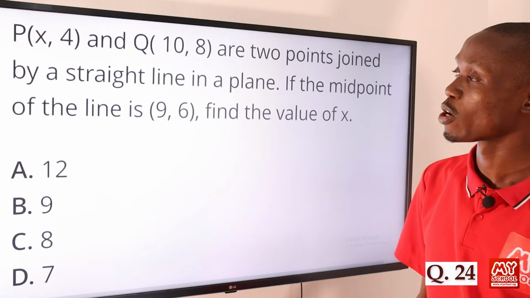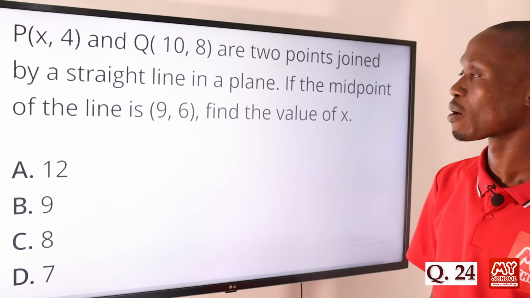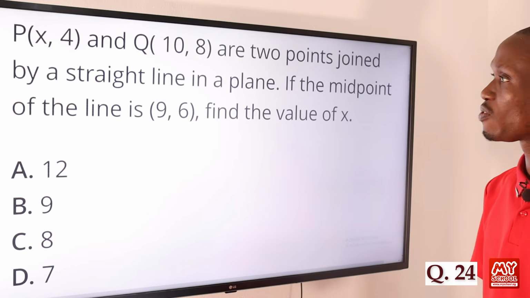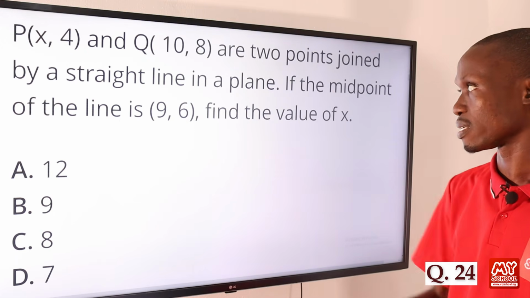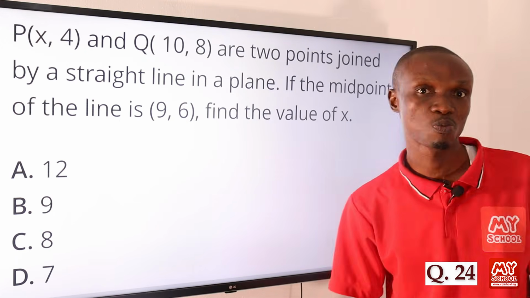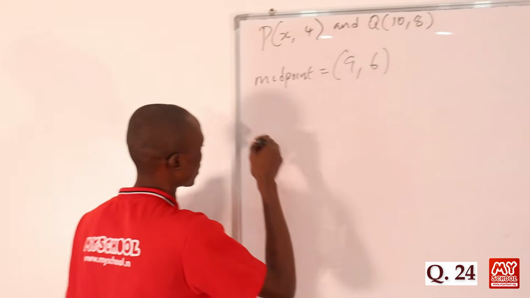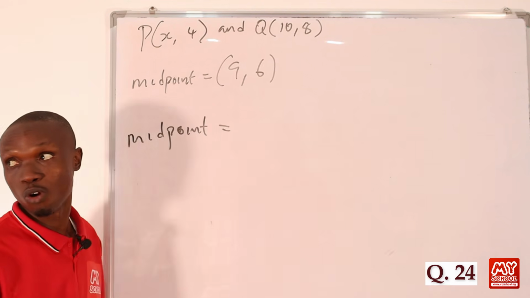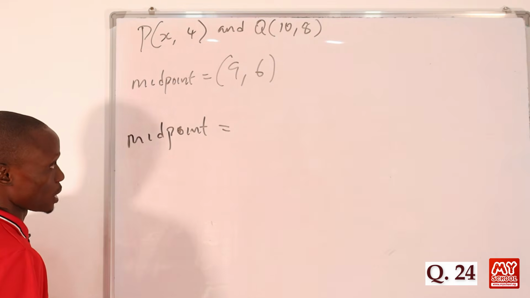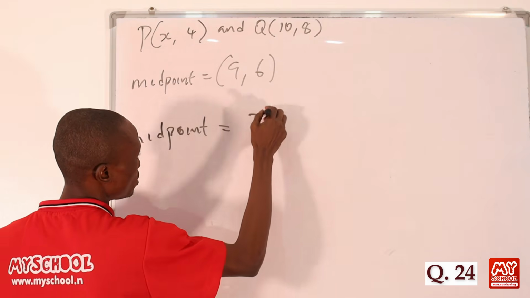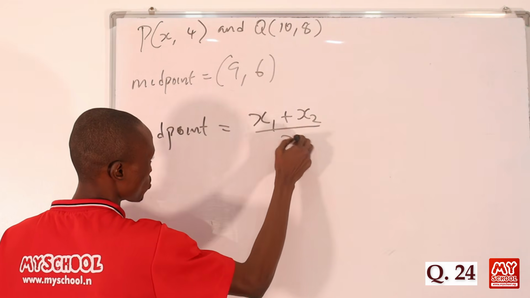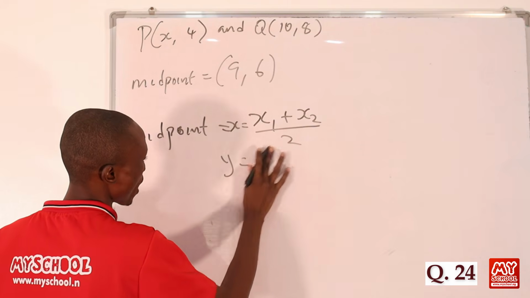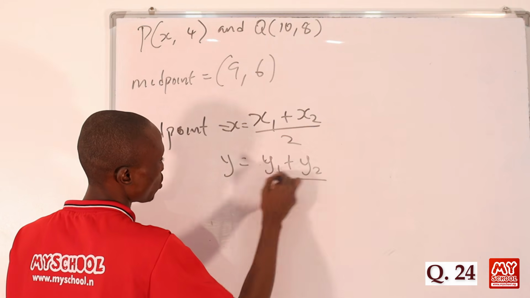Question 24. Point P with coordinates x and 4 and point Q with coordinates 10 and 8 are 2 points joined by a straight line in a plane. If the midpoint of the line is 9 and 6, find the value of x. So let's move over to the board to provide answer to this question. So to calculate for midpoint, we simply look for the x and y coordinate of the line. Okay, so the x coordinate will be x1 plus x2 all over 2. Why the y coordinate is y1 plus y2 all over 2.